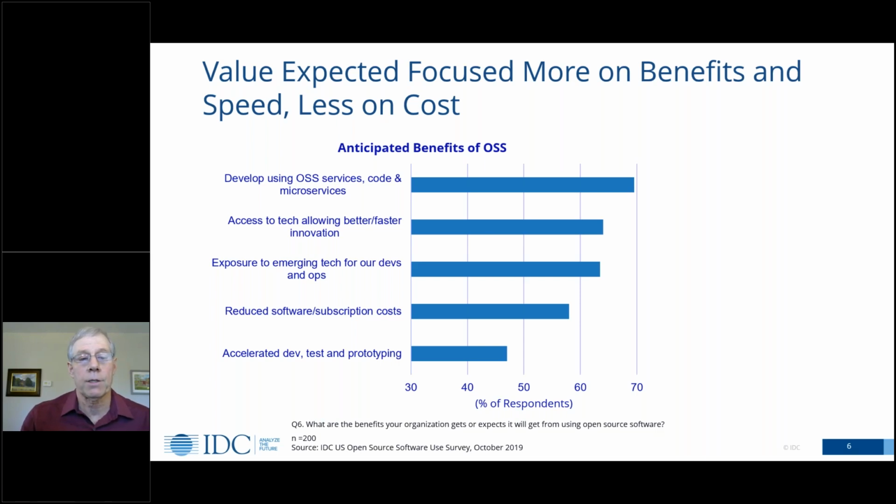The ability to access technology allowing faster innovation. So this is really about speed to market for customers. That's important as well, and the ability to enable these emerging technologies to be available and consumable by our developers. I might note that reducing software costs shows up here, but it's number 4 on the list. And I think it's really interesting to note that customers are looking at open source software not primarily as a way of carving costs out of their environment, but rather as a way of empowering their organization to do better things with the tools they have available.